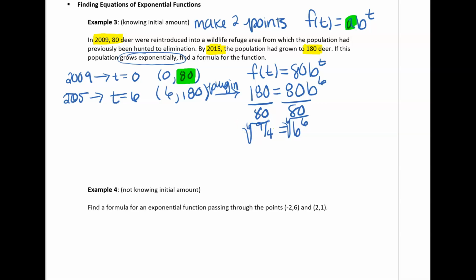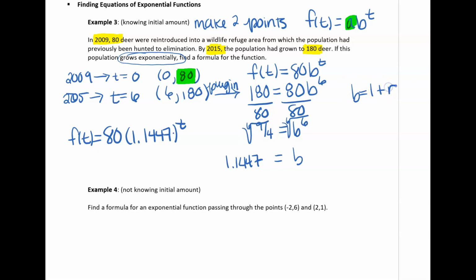And I'm going to use my calculator to help me with that. And so this gives me b to be approximately 1.1447. And so now I can rewrite this function and say, well, then that is f of t equal to 80, that we already knew, 1.1447 to the t. And then remember on that previous page, we said b was equal to 1 plus our rate. Well, I could split that apart.